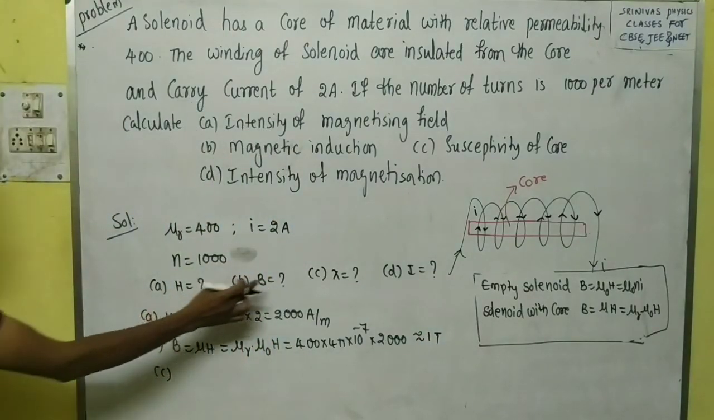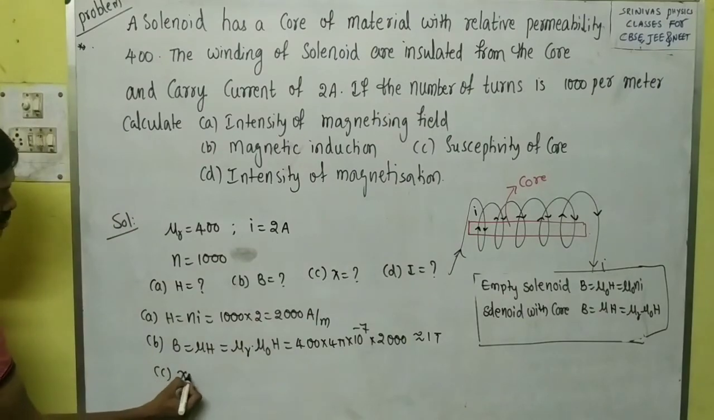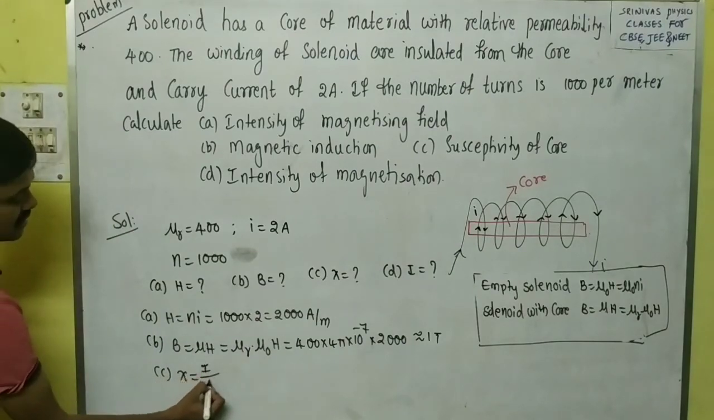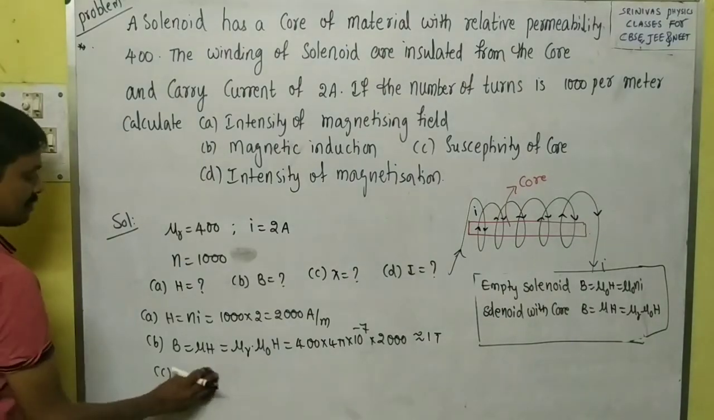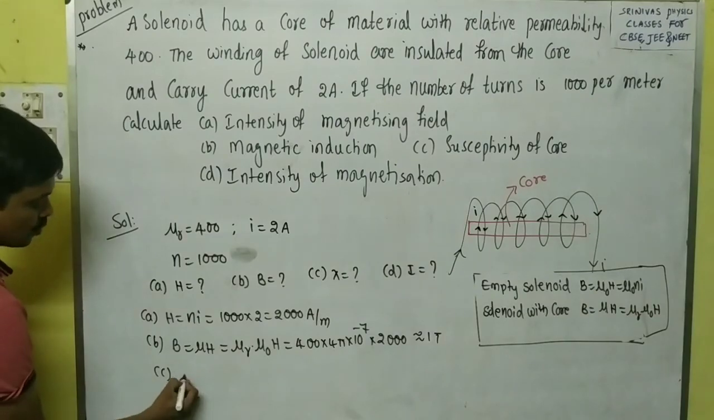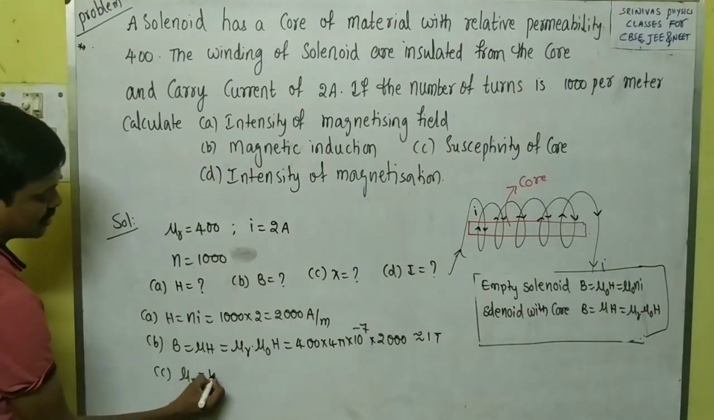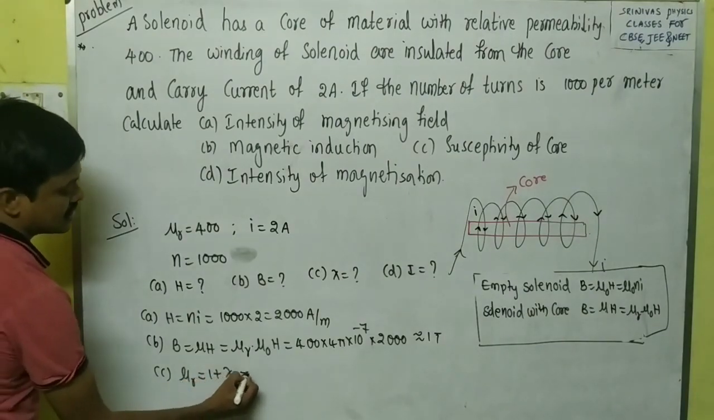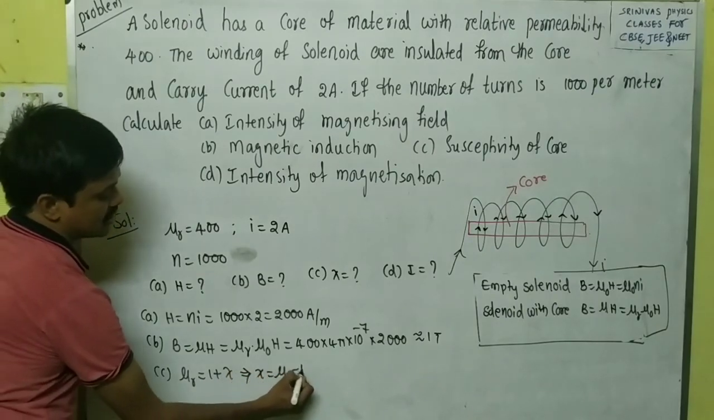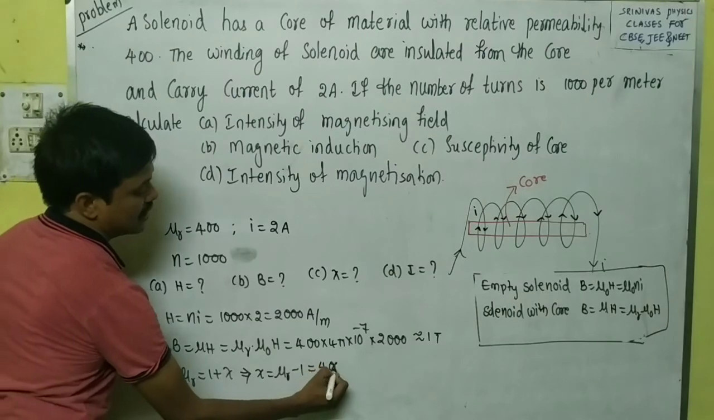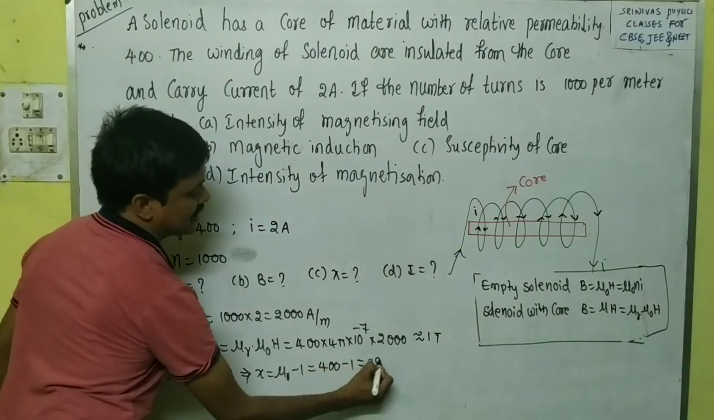Next, C. Susceptibility formula is what? Xi is I by H. This is not suitable because we don't know I, so I will search for another formula. Mu r is equal to 1 plus xi. Do you know this formula? From this, xi is equal to mu r minus 1. Mu r is 400 minus 1, then we get 399.